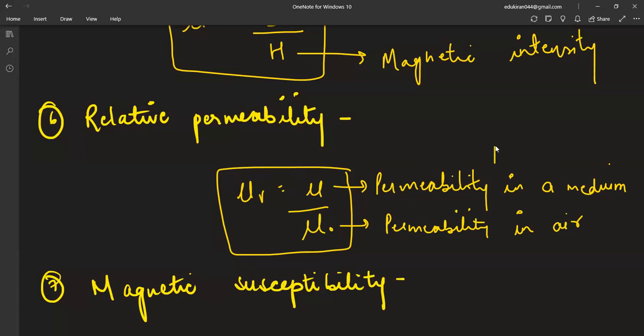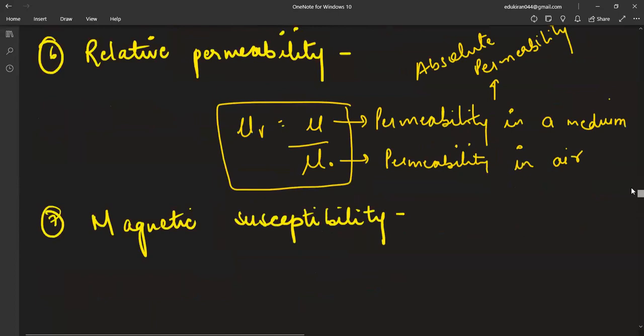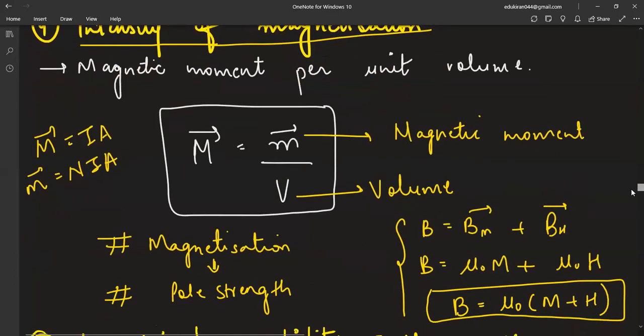What is permeability in a medium? This is absolute permeability. And when you compare it with the permeability of air, that becomes relative permeability. That's it, right? Relative permeability, this we have already studied. One last, magnetic susceptibility and its relation with it. Note down till here, then I'll discuss the last one.